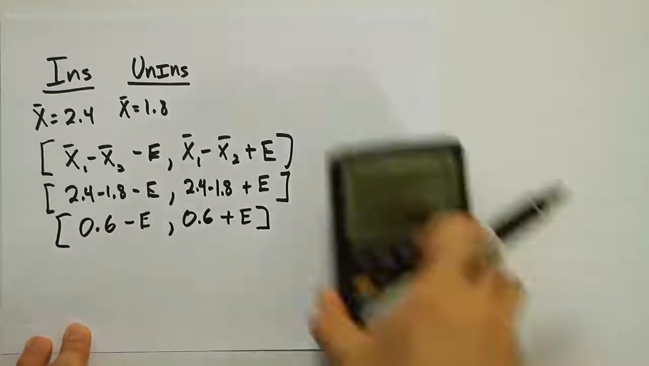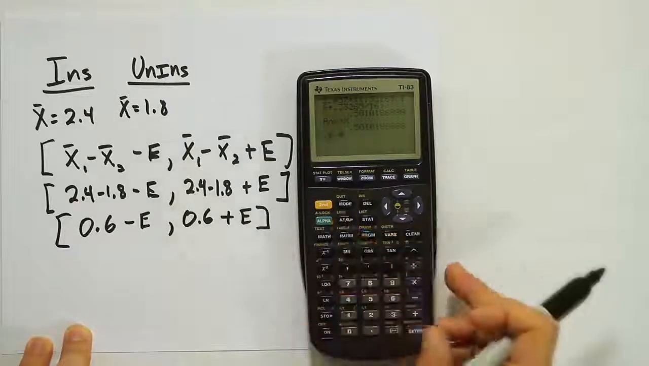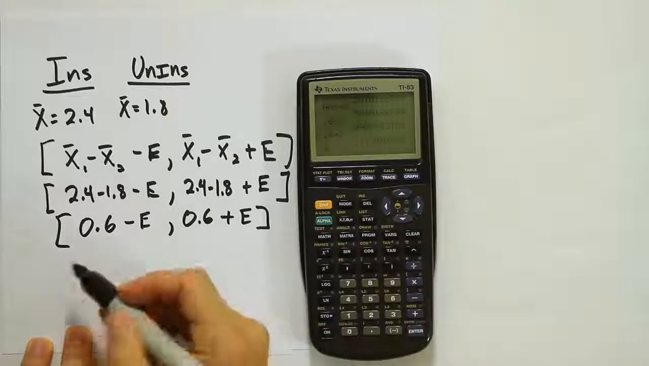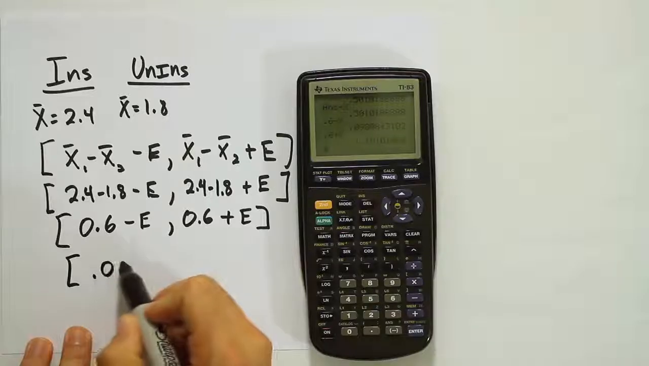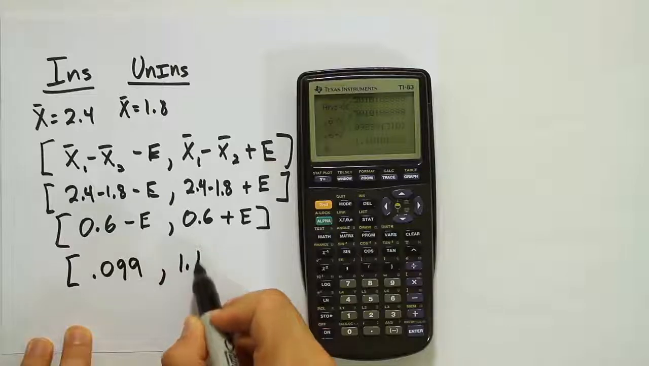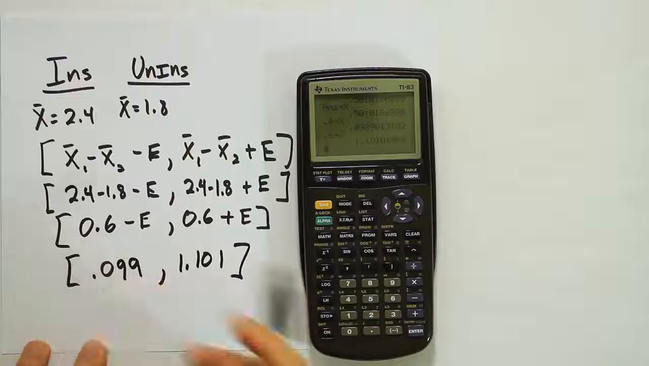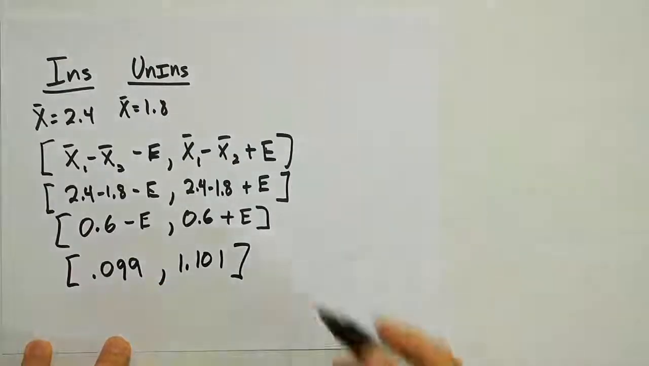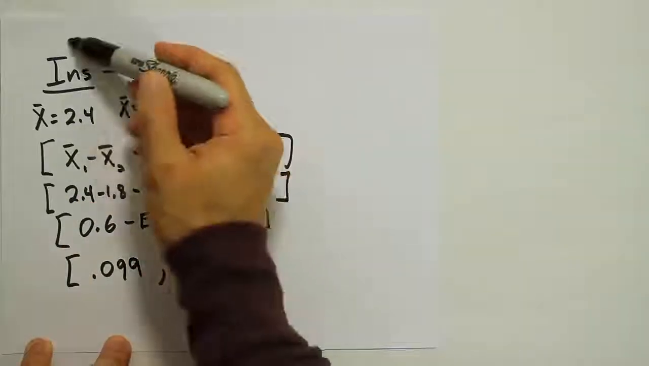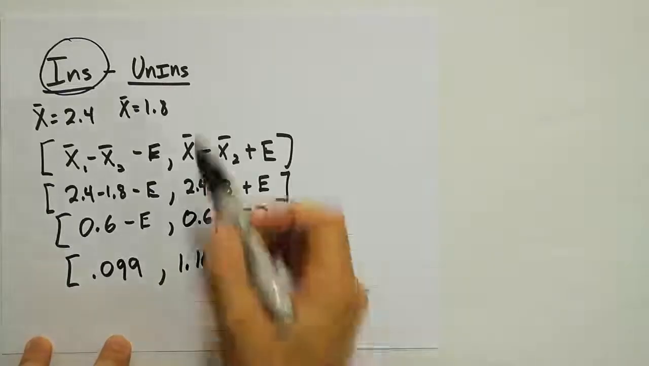And I'd put that error into our calculator, so we can just do that now as 0.6 minus x, and then 0.6 plus x. And when we do that, we get the following result. We get 0.099, let's say, and then 1.101. Okay, so both of these terms are positive, so the interval is completely positive. And what that means, since we did the subtraction in this fashion, we did insured minus the uninsured, it means that the insured group spent a significantly longer time in the hospital than the uninsured group did.